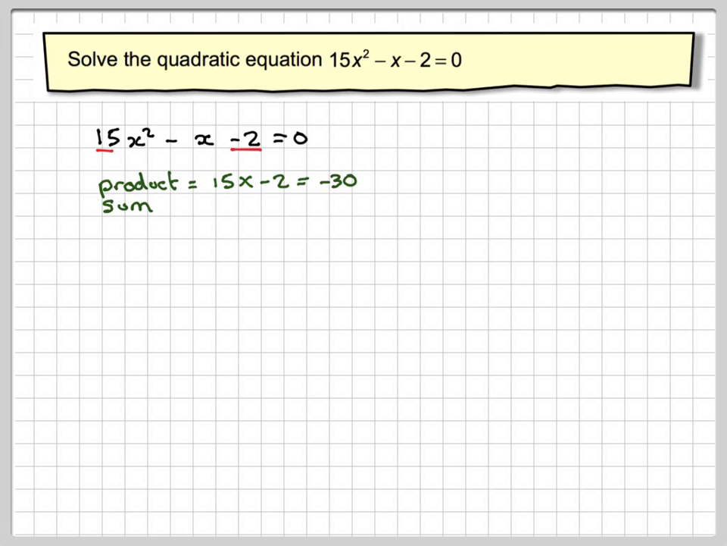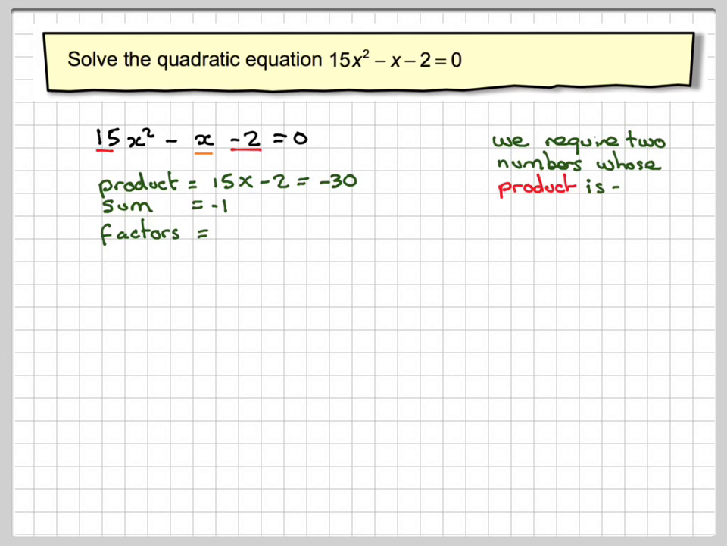And then I write down the sum, and the sum is the number in front of the middle term. Okay, there's no number here, so it is actually minus 1x. So I just write down minus 1. Then here comes the difficult bit, the factors. So we require two numbers whose product is minus 30 and whose sum is minus 1.